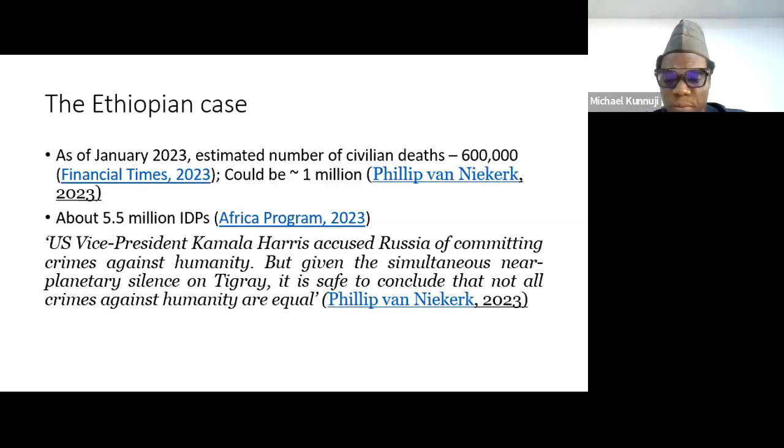This quote that we see at the bottom of the slide tells the story of coloniality in humanitarian action. It says, the US Vice President Kamala Harris accused Russia of committing crimes against humanity. But given the simultaneous near planetary silence on Tigray, it is safe to conclude that not all crimes against humanity are equal. Next slide.